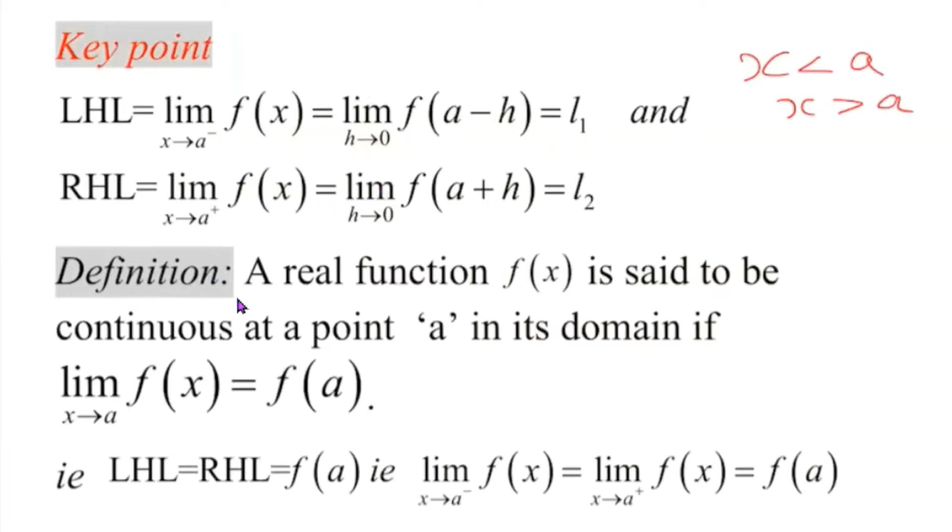Now consider this definition. A real function f of x is said to be continuous at a point a in its domain if limit of f of x as x tends to a equals f of a. That means the limiting value must be equal to the functional value at x equal to a. Then we say that the function is continuous at x equal to a. Since you have a limit expression here, left-hand and right-hand limit both must be equal for the limit to be defined, and that must be equal to f of a.